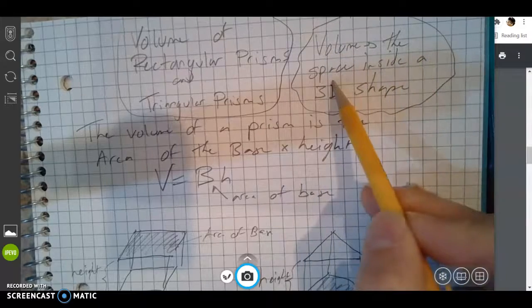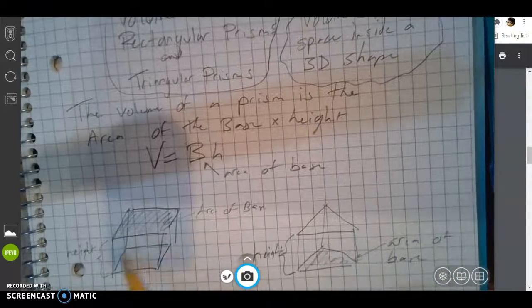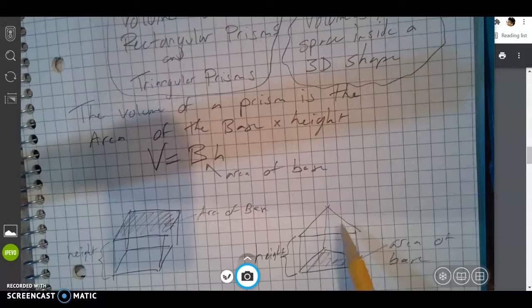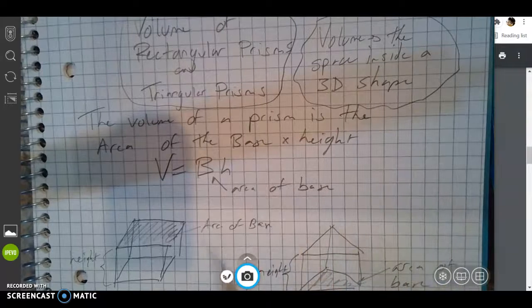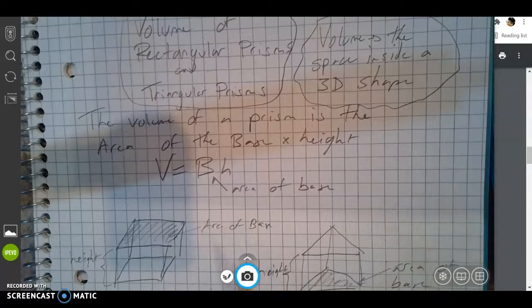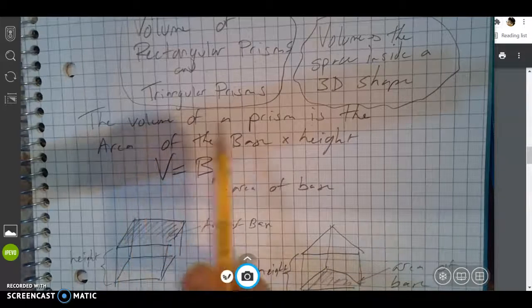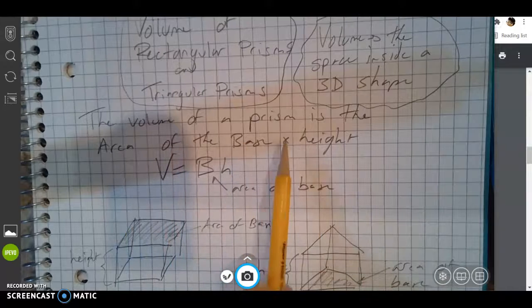What is volume? Volume is the space inside a three-dimensional shape. How much room is inside here? And how do we calculate that? How much room is inside a box? How much room is inside a shoebox? How much room is inside a classroom or building? Anything, etc. So the volume of a prism is the area of the base times the height.